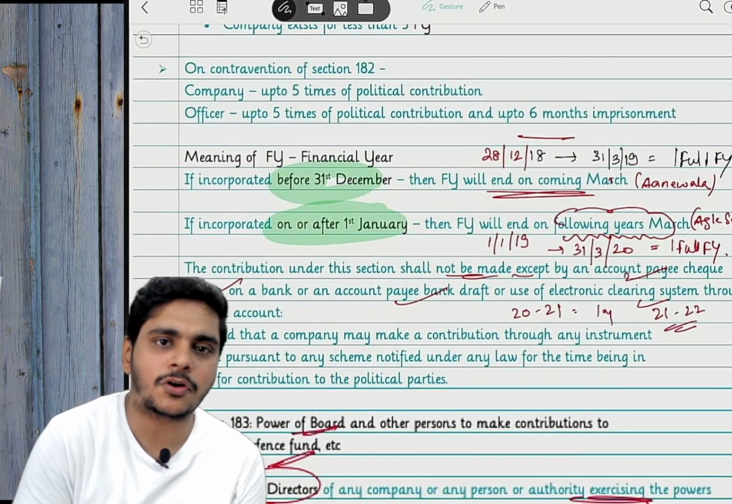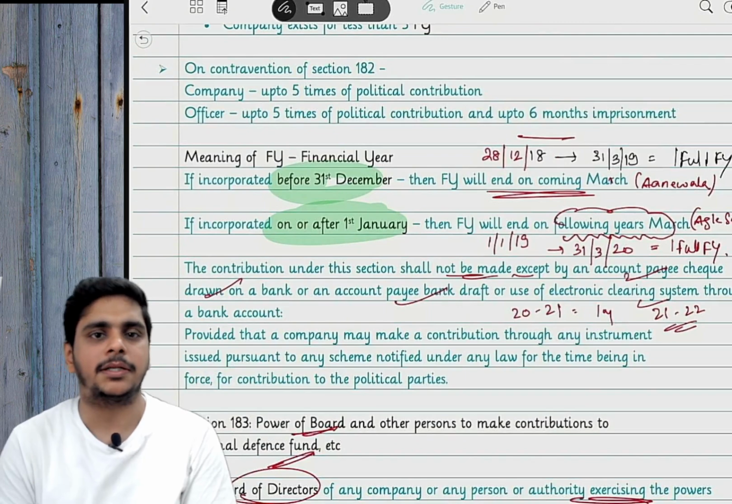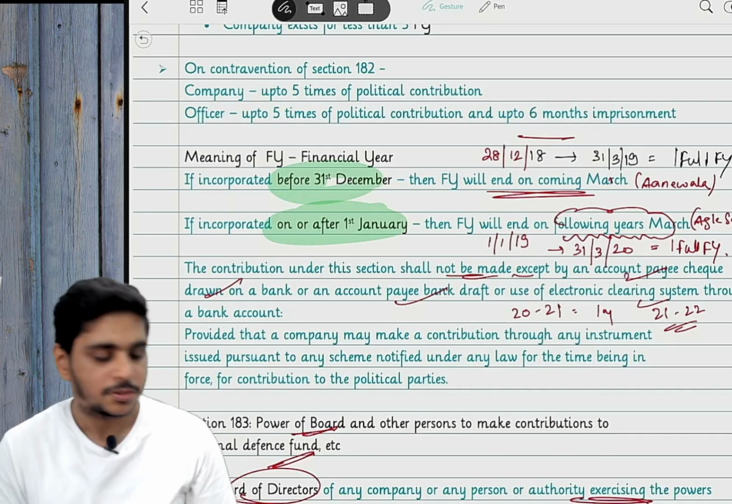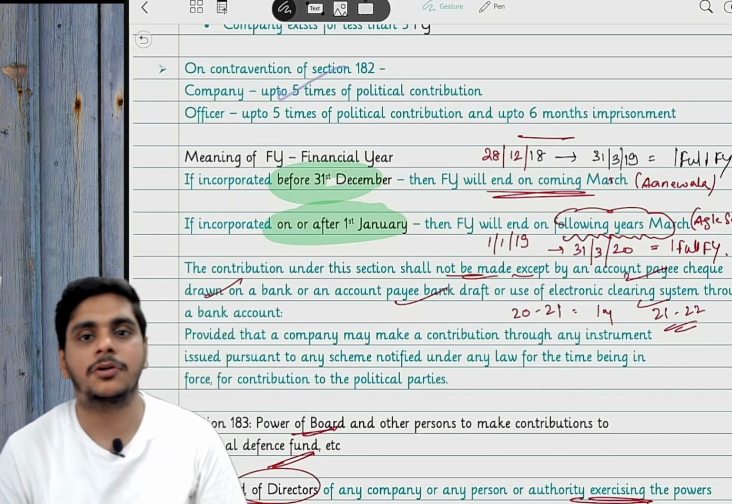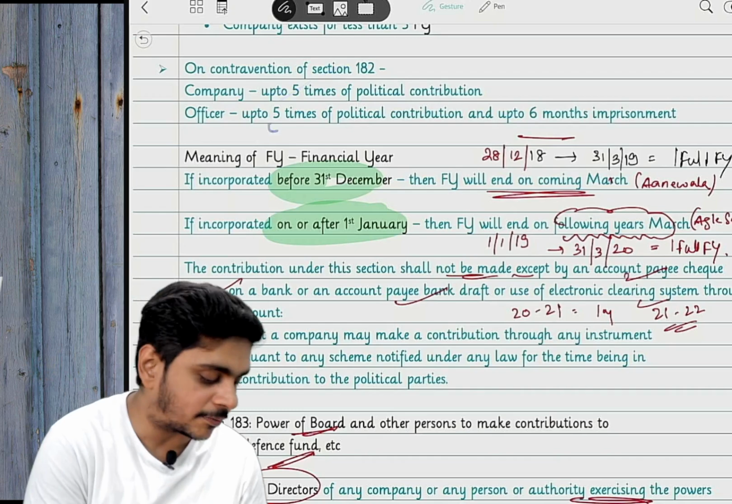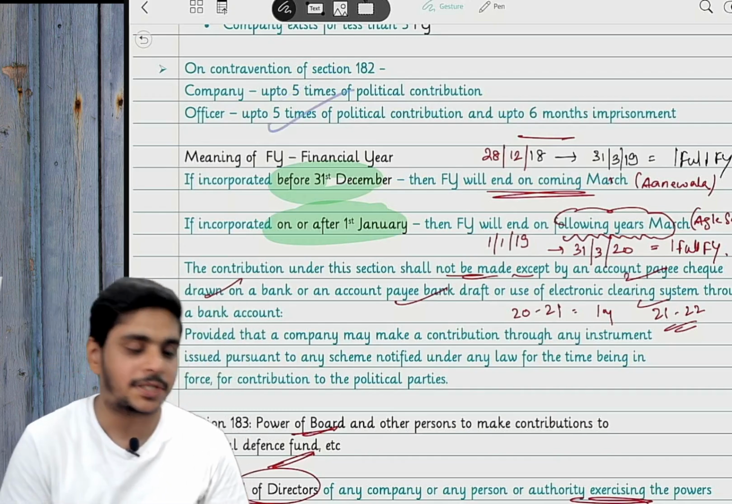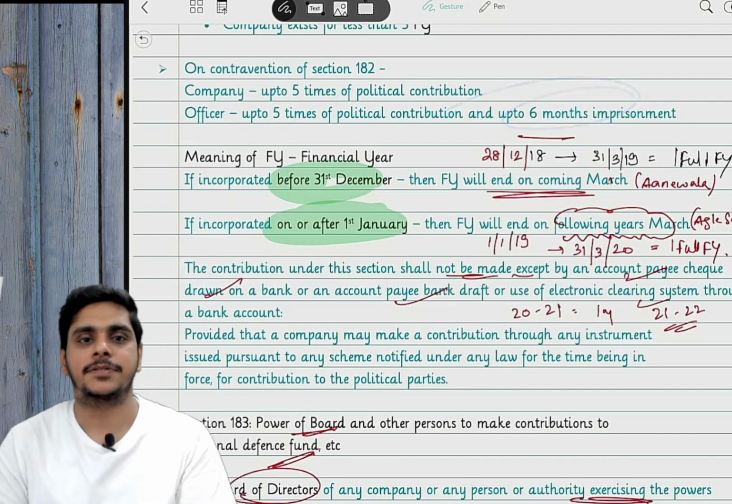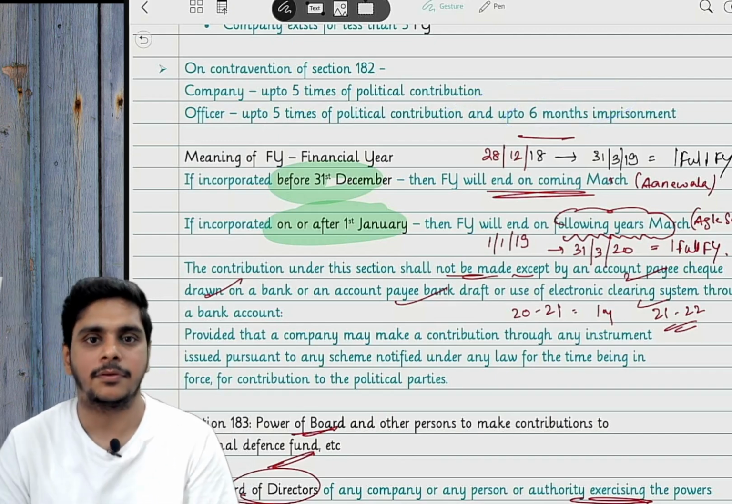Now if you have contravened, how much is the penalty? Here they have not given a fixed amount for penalty, they have given multiples. So the company is liable up to 5 times the political contribution, the officer has the same penalty up to 5 times the amount of the political contribution, and up to 6 months of imprisonment.